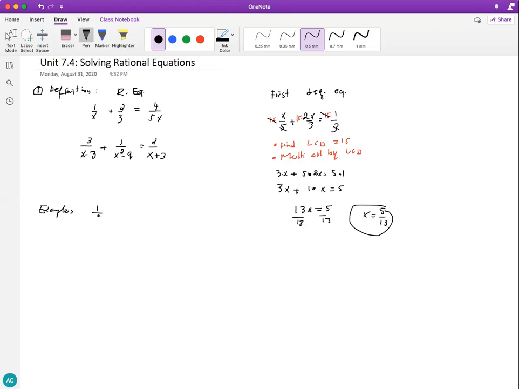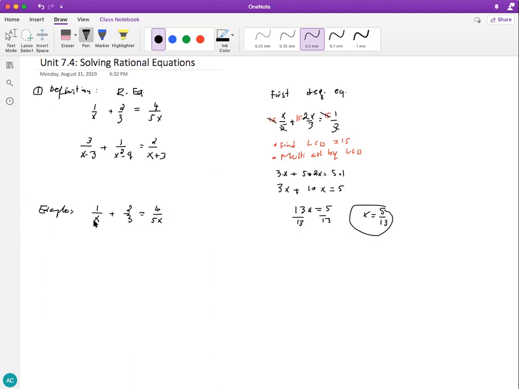So 1 over x plus 2 over 3, 4 over 5x. All right, so now what we learned last time will be useful here. So we need to find the LCD, the common denominator, for all these three: x, 3, and 5x.